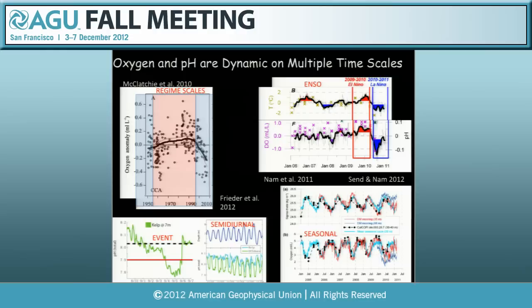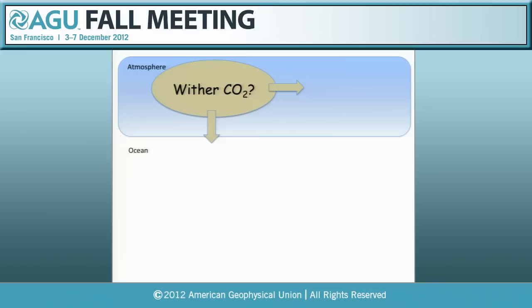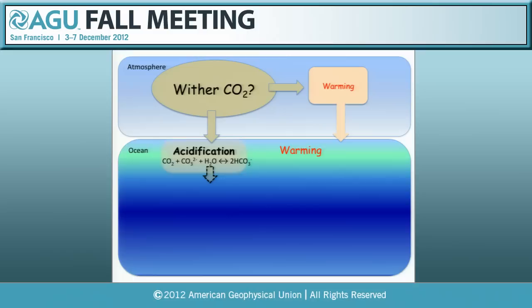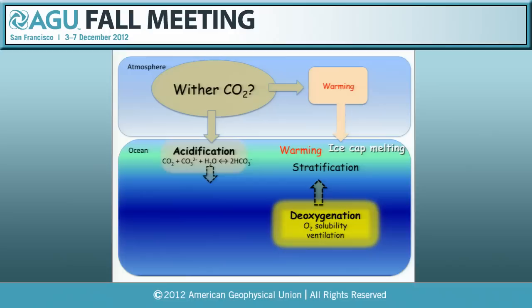And we believe, and this is still a subject of study, that much of the long-term change can be attributed to CO2 in the atmosphere. We know that carbon dioxide entering the ocean from the atmosphere is causing what we call ocean acidification. It's also warming the atmosphere, which warms the ocean. Warmer water holds less oxygen, but that warmer atmosphere is also melting the glaciers and ice caps and enhancing stratification in the ocean. With enhanced stratification, we have less vertical mixing and ventilation of oxygen into deep water. And that is creating a phenomenon we call deoxygenation.